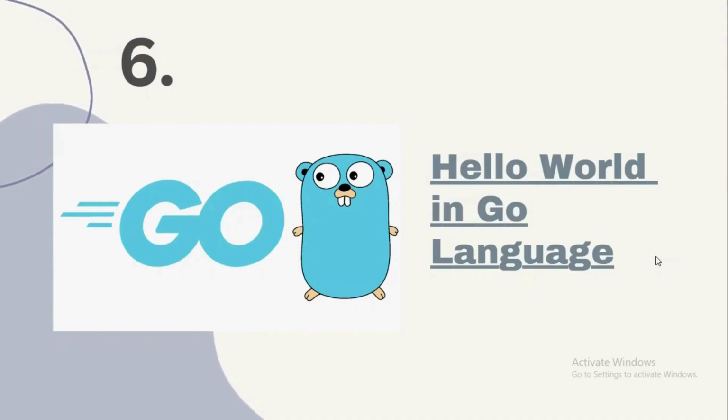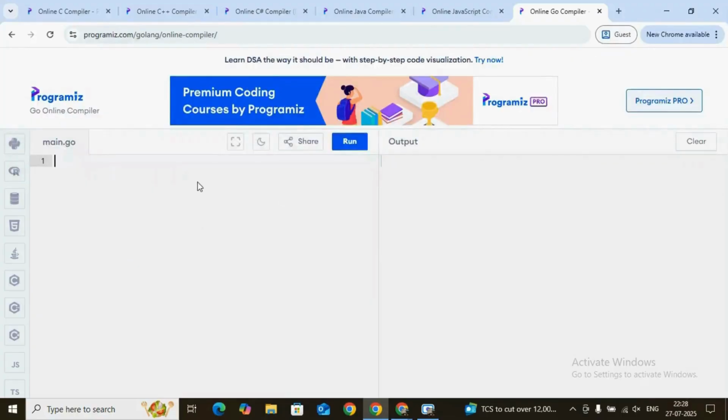Go is also called Golang. It is a modern programming language developed by Google. If you remember, C# was created by Microsoft, but this Go language is created by Google. It is popular for building scalable backend services, cloud native apps, and CLI tools due to its simplicity and performance. Let's see how we can write the hello world program in the Go language.